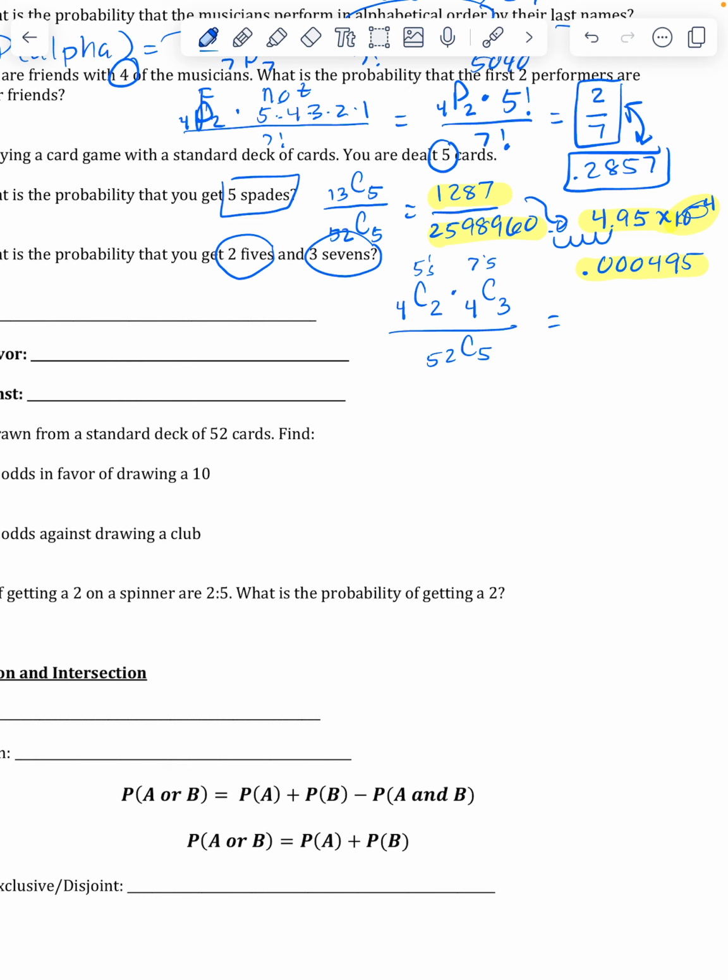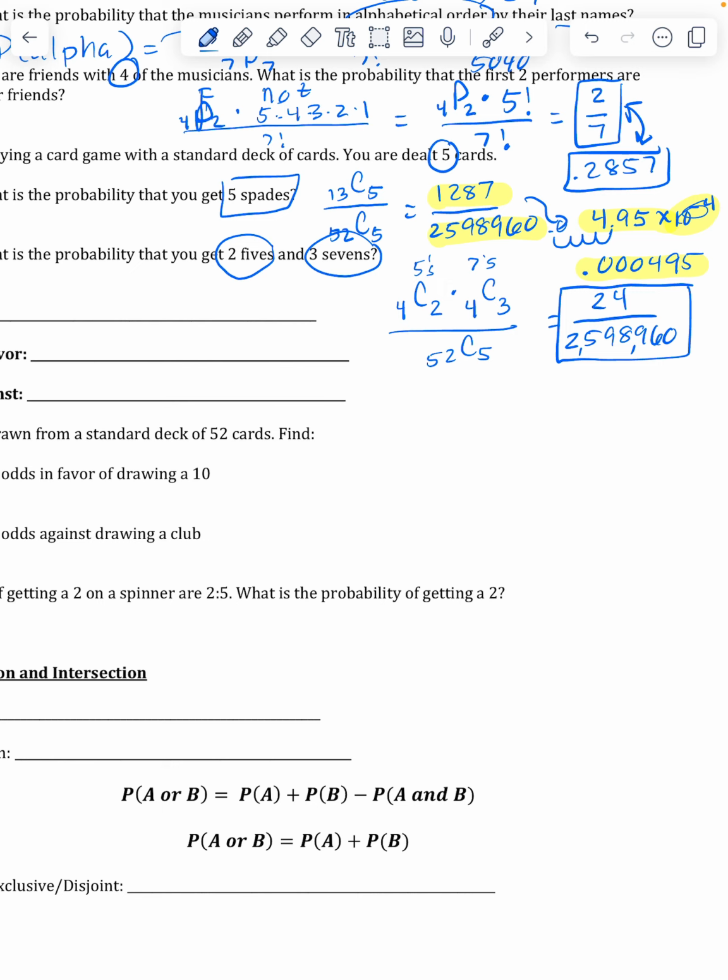So when you do your calculator, there's only 24 ways on the top to get the 2 5s and the 3 7s, and then that bottom number stays the same as it was before, because that's still the number of 5 card hands you can get. And you could probably reduce that. Quite honestly, I'm not sure.